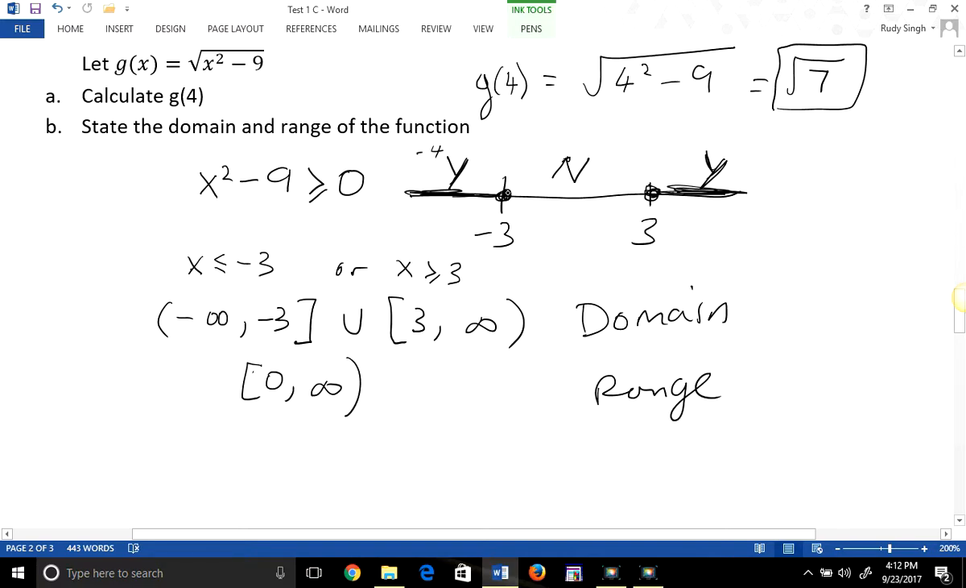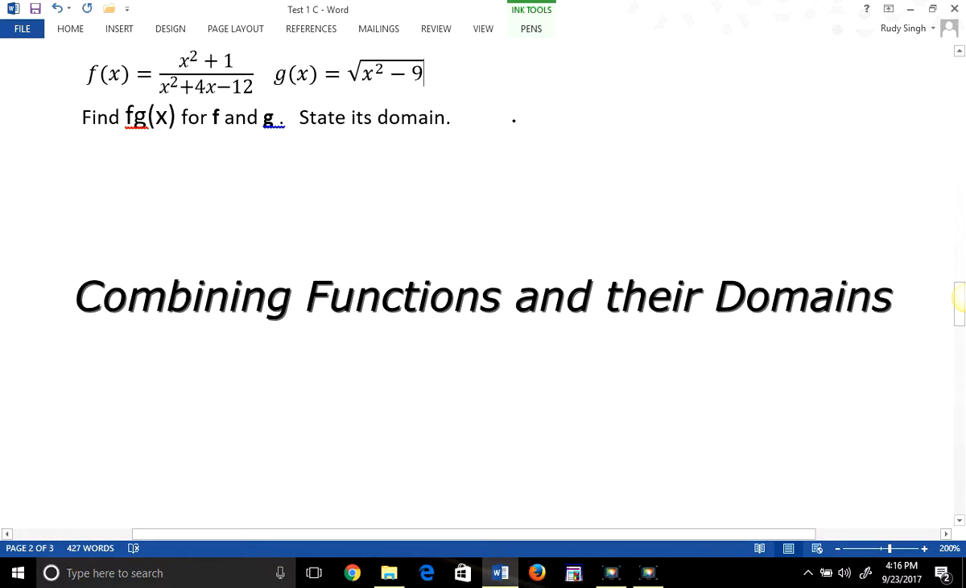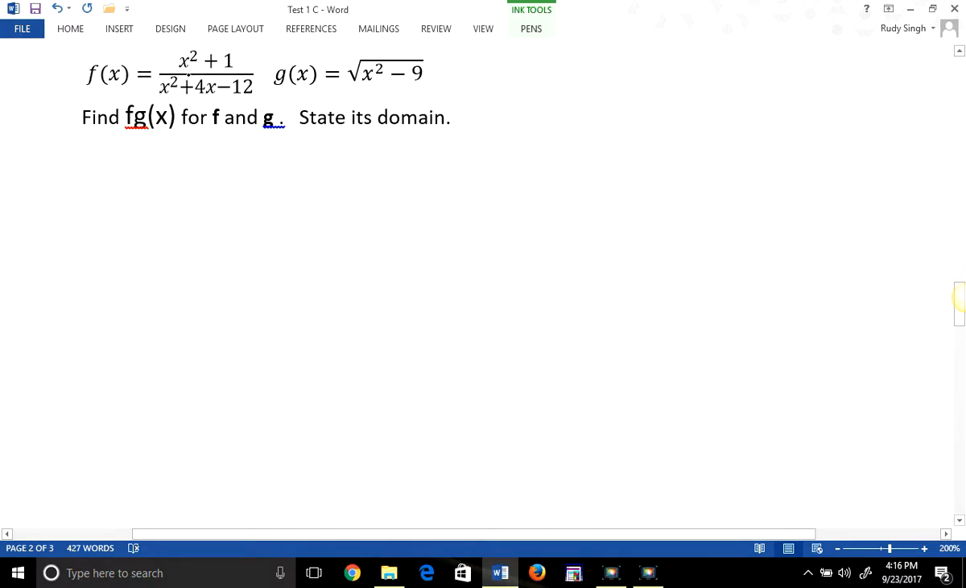And graphically, if this were the xy plane, you'd see this graph going up here forever, like that. Alright, this question combines the last two that we did, and it's asking a combination question: if f is x squared plus 1 over x squared plus 4x minus 12, and g is the square root of x squared minus 9, find fg of x. So fg of x means f times g.